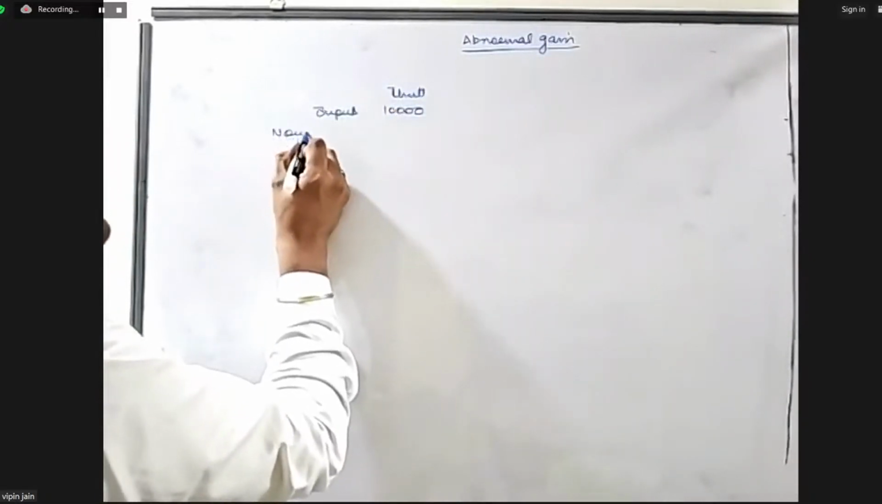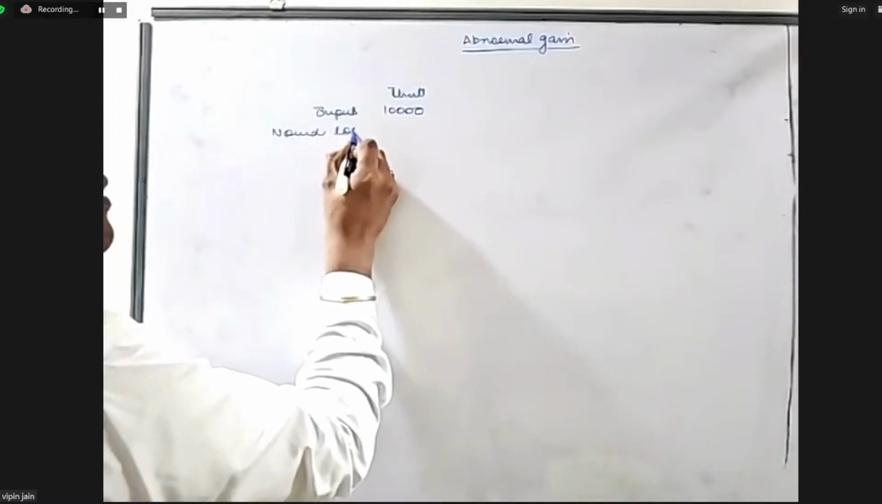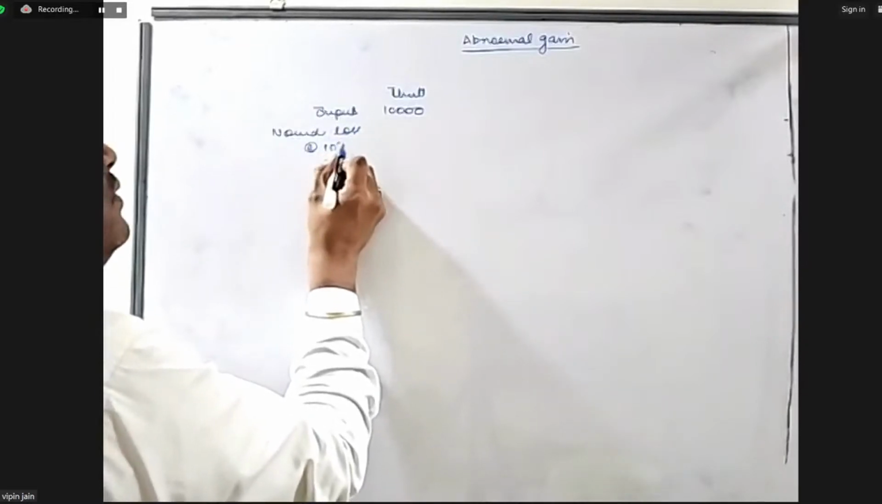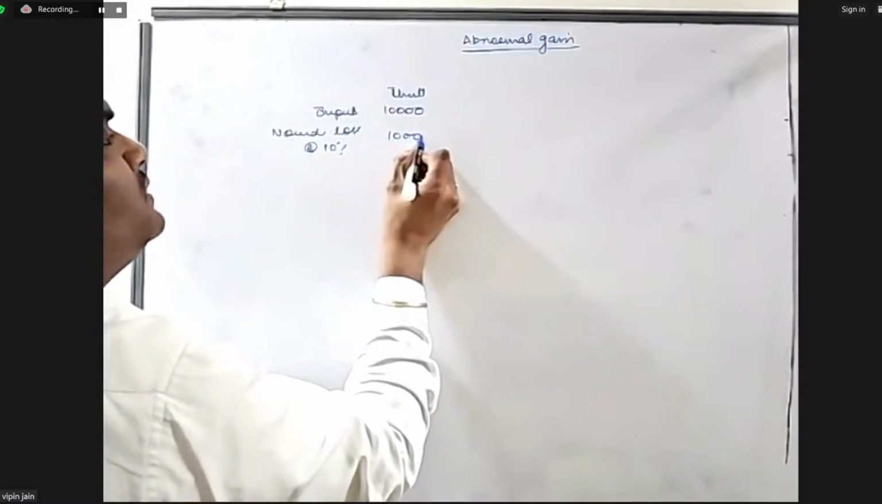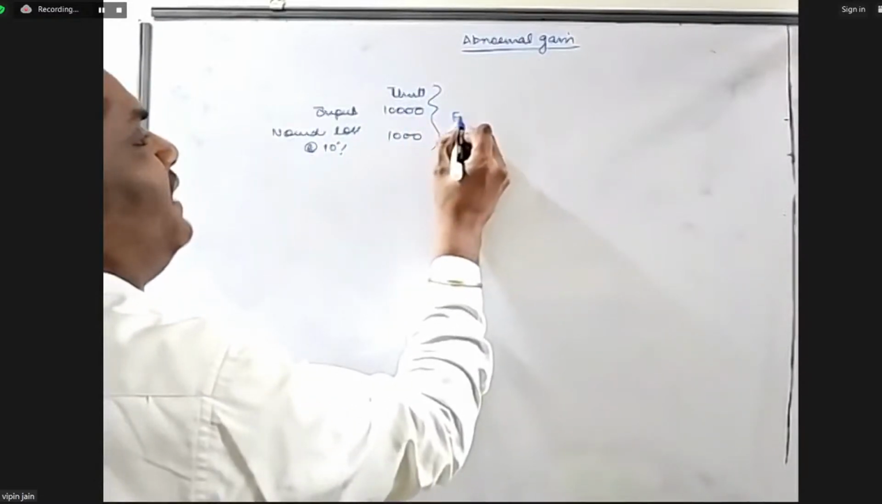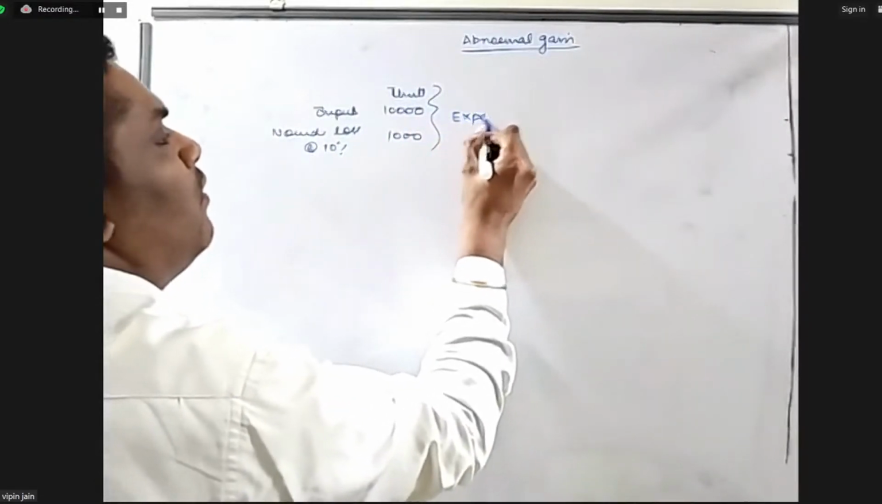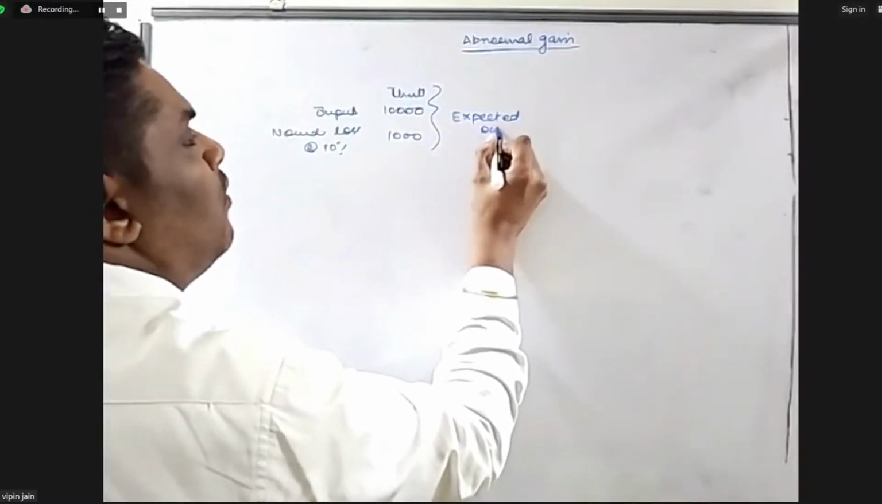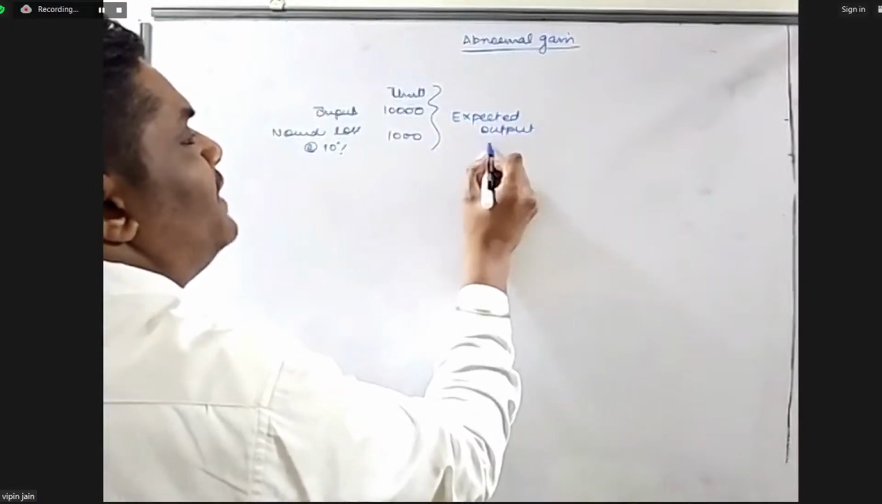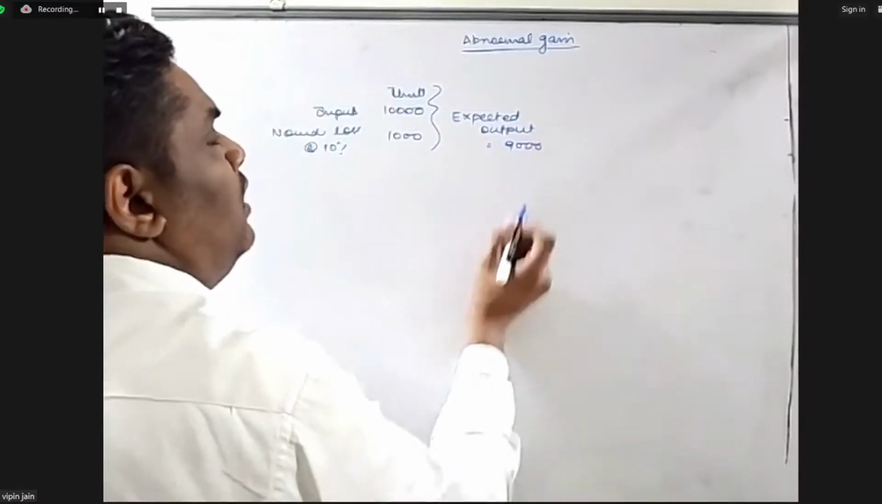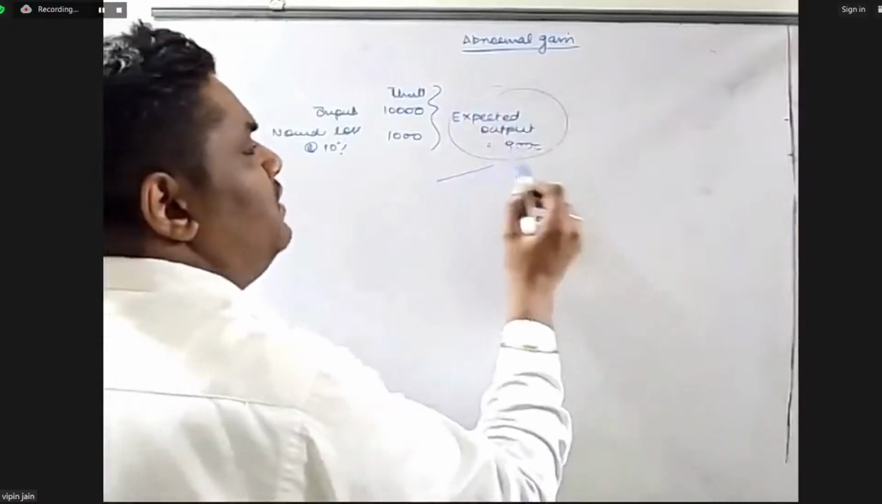My normal loss is at the rate of 10% of input, let's say 1000 units. So my expected output will be how much? Very simple, 9,000.